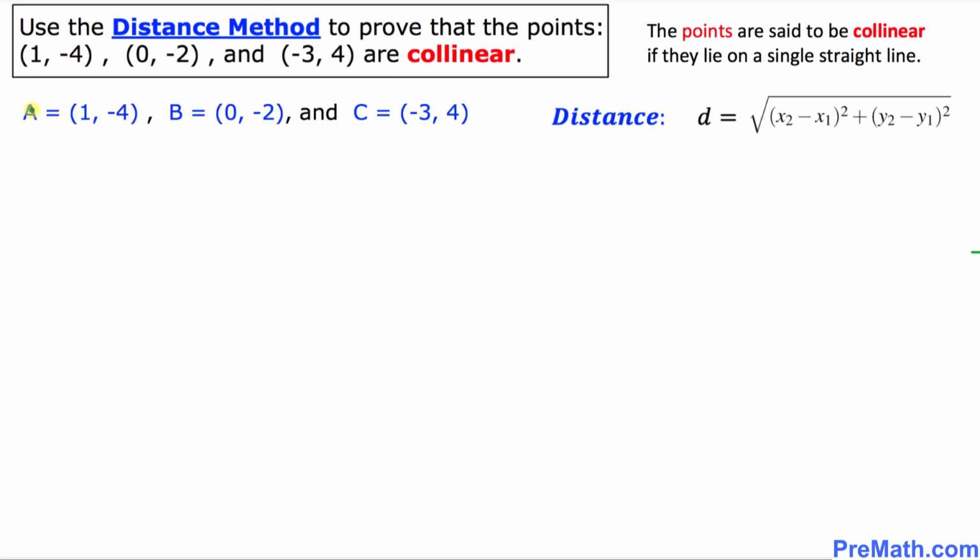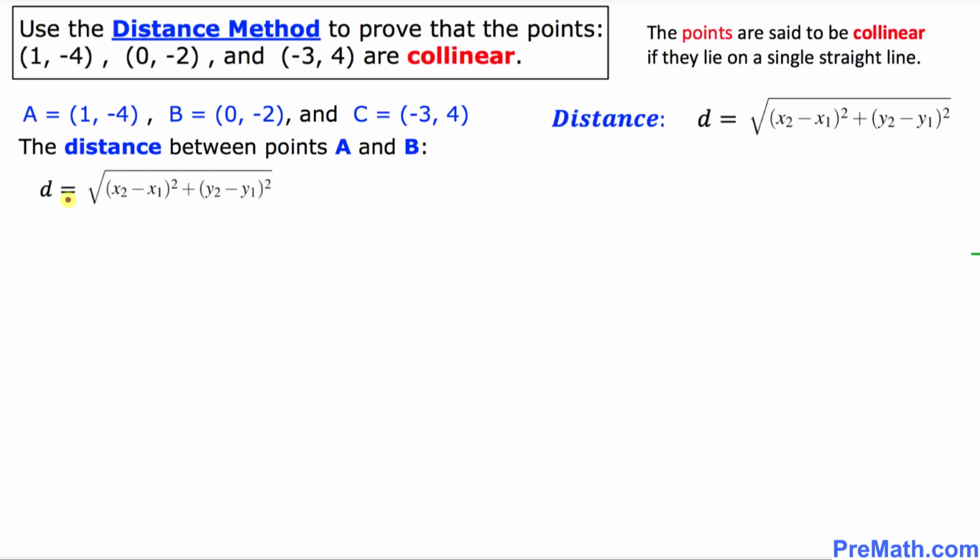Now in this step I have given names to these given points. A is (1, -4), B is (0, -2), and C is (-3, 4). And now we are going to calculate the distance between these three points. So let's calculate the distance between points A and B.